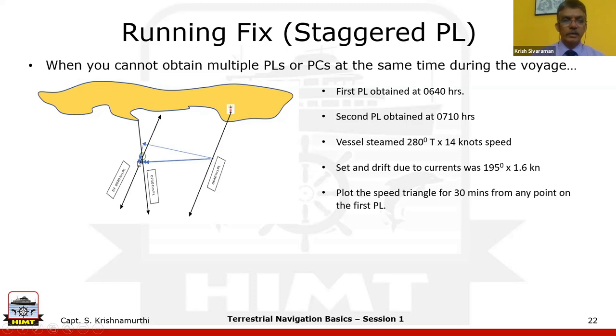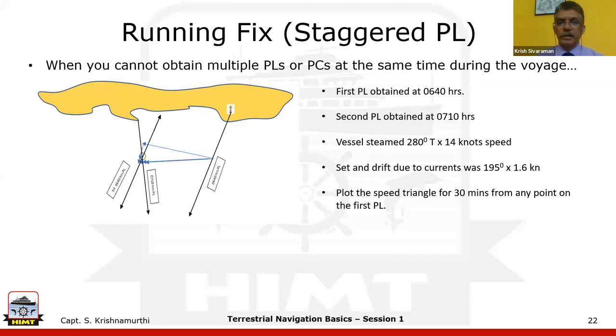Sir, we can do it easily with terrestrial observation here. Running fix is important in the middle of the sea where we found a buoy or something, or we can do it nearby shore. Okay, that is a practical question. A running fix is something that you often do for celestial navigation. That's the reason I'm walking you through this staggered PL.